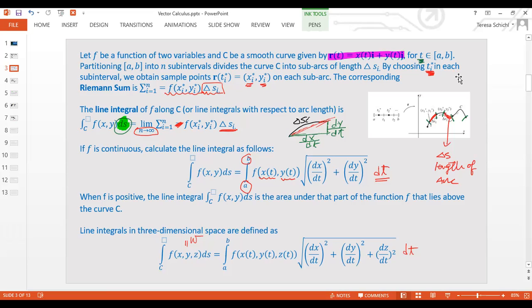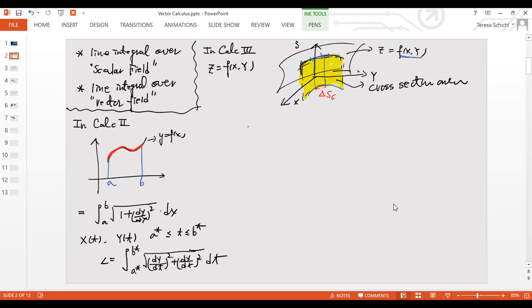Okay, so now I'm going to stop here. In the next one, we're going to take a look at what the line integral over the vector field is. What does that mean? How do I do that? And what is the physical meaning of the line integral over the vector field?